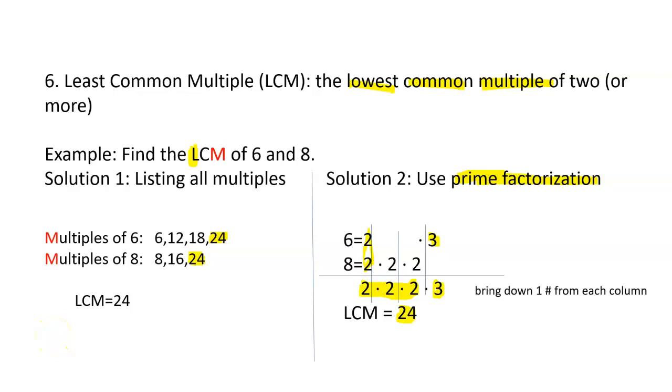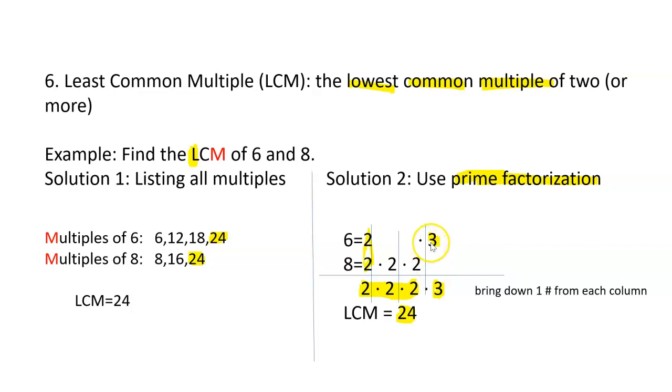In the previous video, we talked about two different ways to find the lowest common multiple or least common multiple. The first way is to list the first few multiples of each number, and then find the first common one. The second method is to use prime factorization.